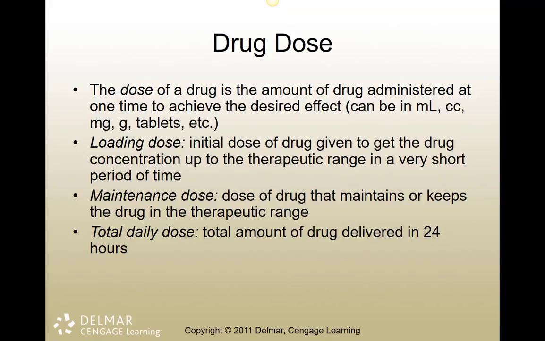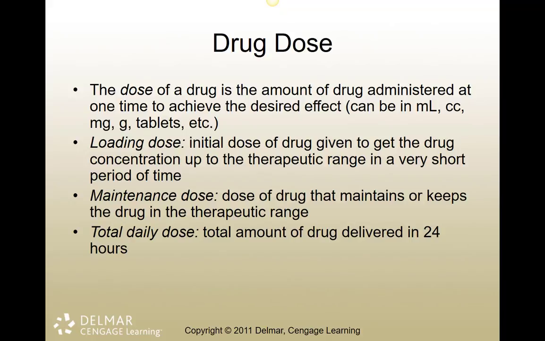So dose is the total amount of drug that we give. Loading dose is the initial dose. Sometimes this can be twice the therapeutic dose or maintenance dose. Sometimes it's the same amount as the maintenance dose. So we're looking at total milligrams. If we're giving 5 milligrams of the drug, that is the dose. A loading dose might be giving them 5 milligrams IV, and then maintenance would be 5 milligrams per os twice a day.